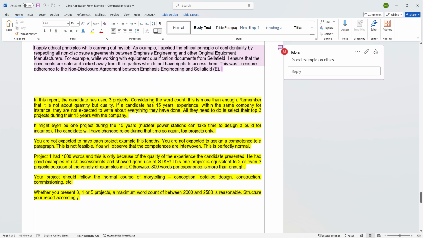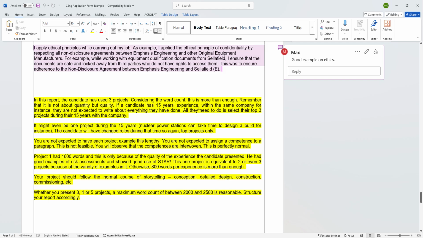So I'll just summarize by going through the comments in yellow. What we're saying is that in this report, the candidate has used 3 projects, so 3 examples. Considering the word count, this is more than enough. And remember that it is not about quantity, but quality.